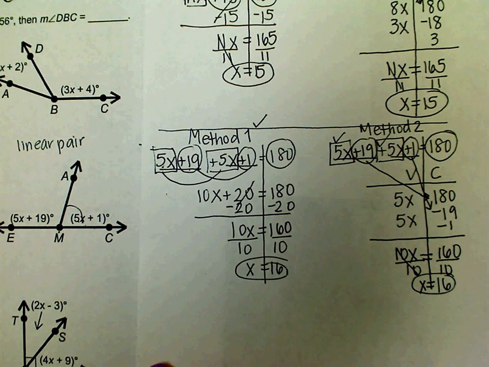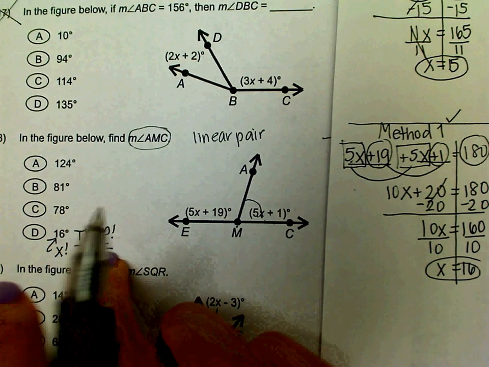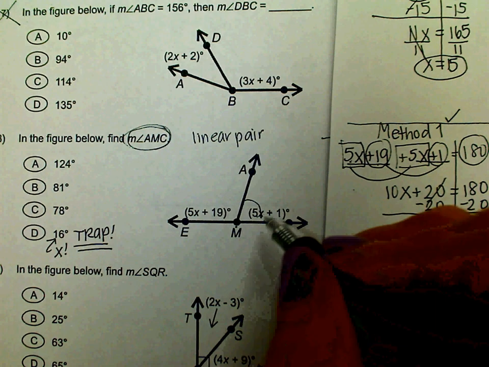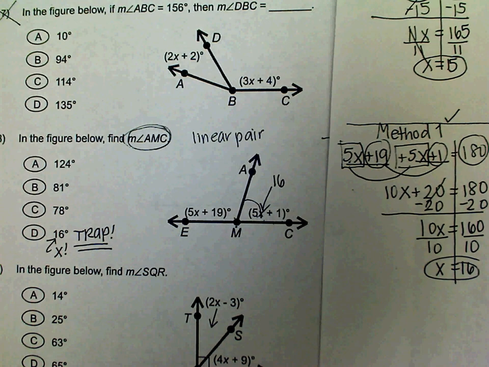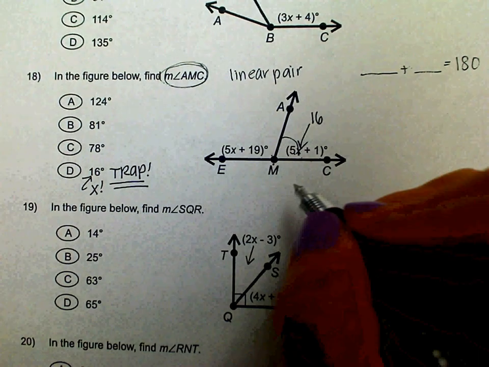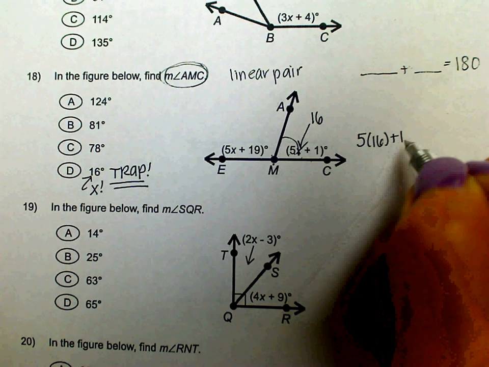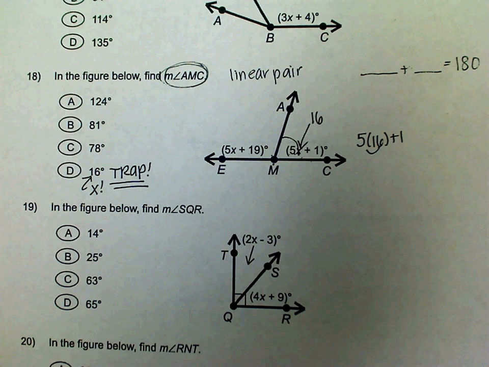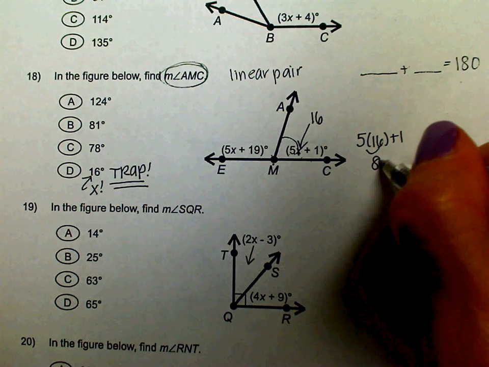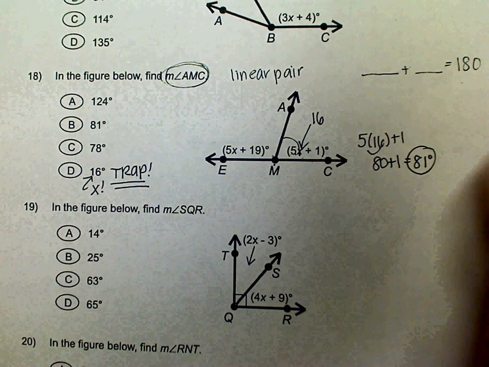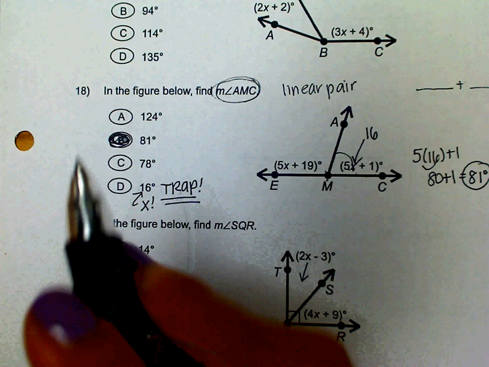Now, this one, if you're not careful, that's a trap because they're wanting to see if you'll actually answer the question. So we actually need to put 16 in for angle AMC right here. We need to put that in. So we got to substitute that in, which means instead of 5 times x plus 1, it'll be 5 times 16 plus 1. Okay, so multiplication happens before addition. So 5 times 16 is 80. Add the 1, and it's 81 degrees. And then that's the answer, B. So be careful. That is a trap. Don't fall for the trap.